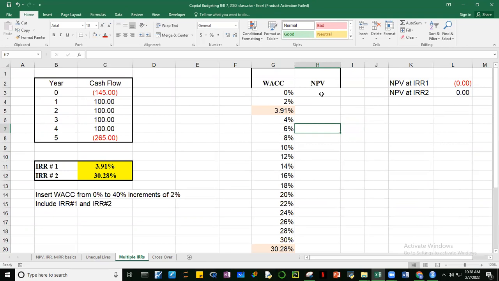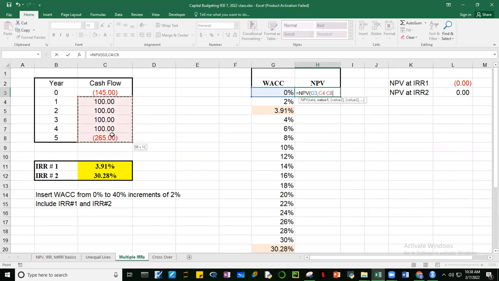Okay, and then what do we do? Okay, we can compute for the net present value, NPV, using this rate, comma, values natin. Okay, then we have to fix that. Fix natin yung rows. Kasi ikakopy natin pababa ito. And then plus this one, fix the row. So we're just computing for the net present value of this cash flows if the WACC is 0%. Control Enter. Lakihan ko lang.